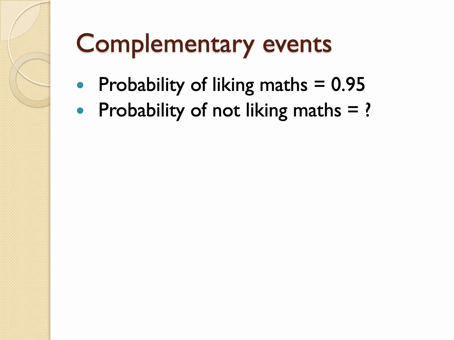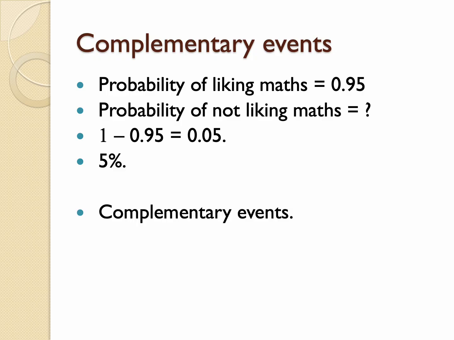Remember, the sum of probabilities equals 1. So hence the probability of liking and not liking put together must also equal 1. Therefore, the probability of not liking can be easily calculated. So the total is 1. We subtract the probability of liking, which is 0.95, and hence we get the probability of not liking, which is 0.05 or 5%. So liking and not liking are mutually exclusive because they can't co-occur.